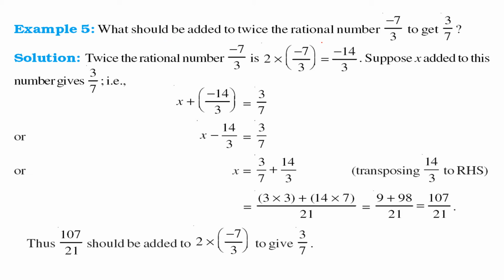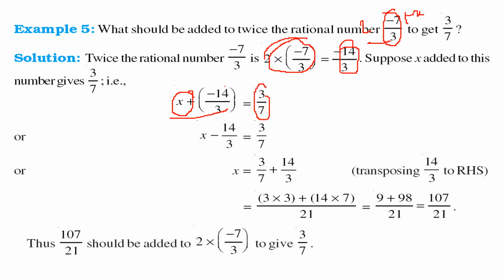What should be added to twice the rational number minus 7 by 3 to get 3 by 7? So first of all, we have to take the twice, and then we have to add some value to get 3 by 7. So 2 into minus 7 by 3 plus something. That is 2 into minus 7 by 3, which is minus 14 by 3. So x plus minus 14 by 3. So you have to add something to this to get 3 by 7. So what is the best solution?